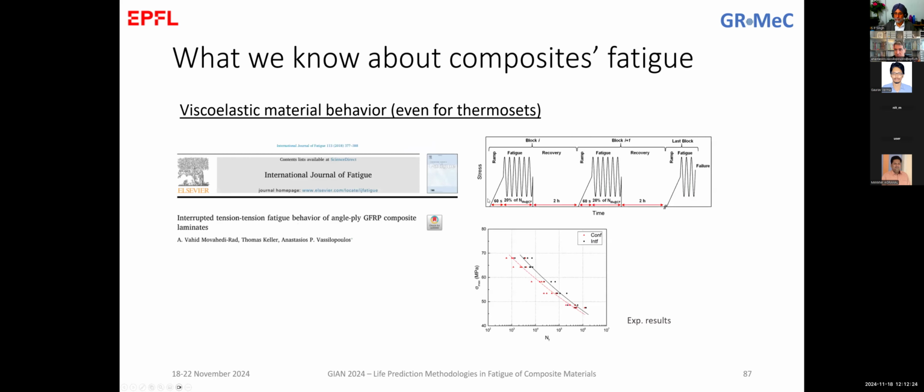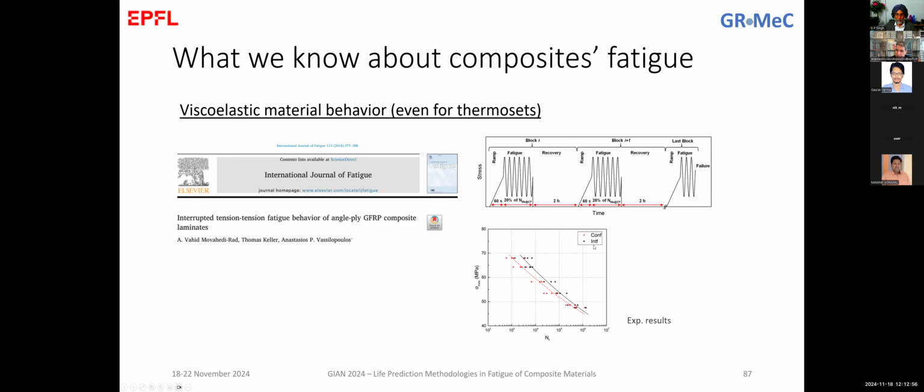So we tested composite laminates, and in this case, we tested for a certain number of cycles, so 20% of the lifetime at this stress level, and then we were letting the material recover for 2 hours, and then testing again, and then recovering again, and going like that until the material fails. And what we observed is that the material managed to increase the lifetime by a lot. We'll discuss tomorrow about this.